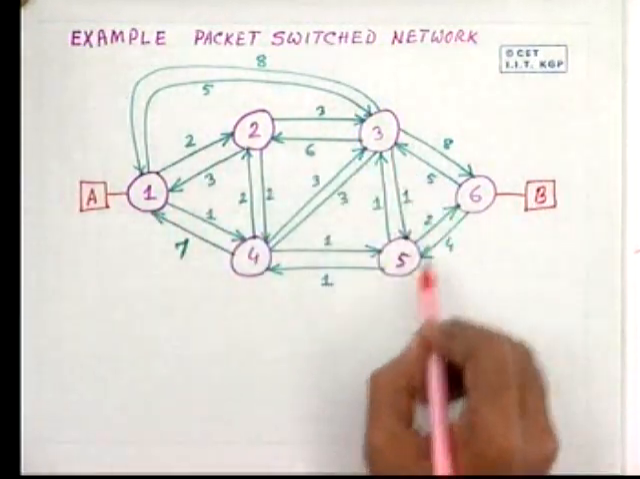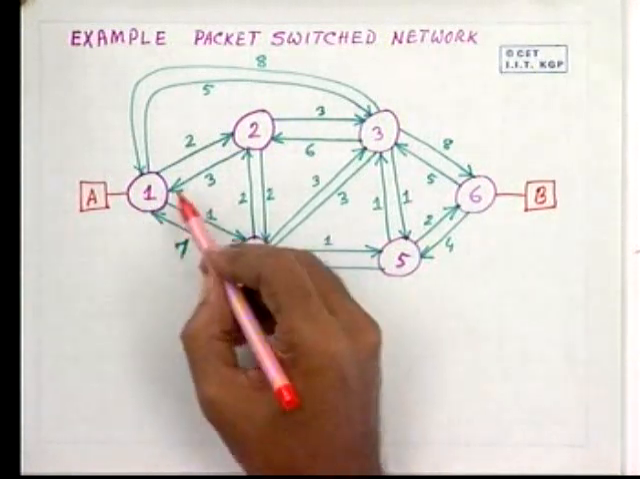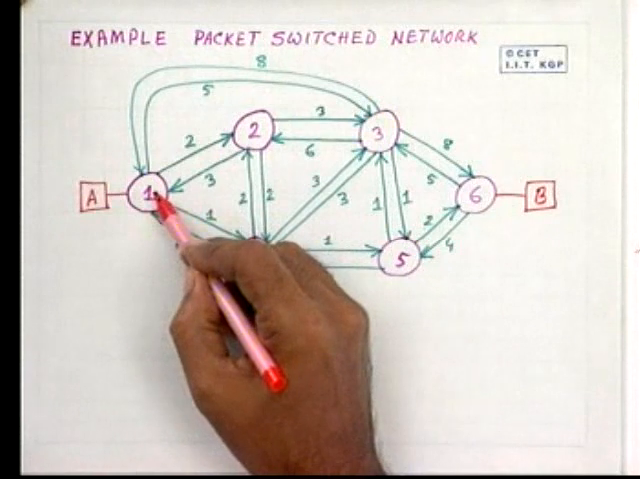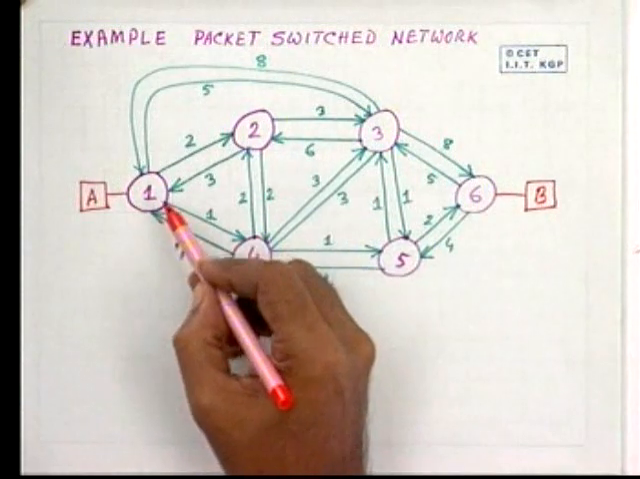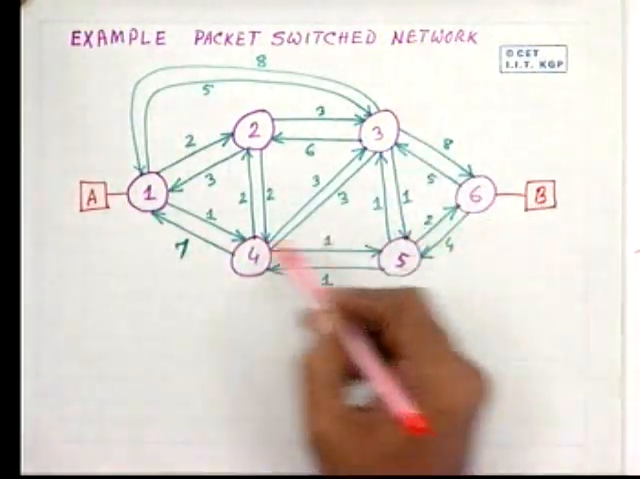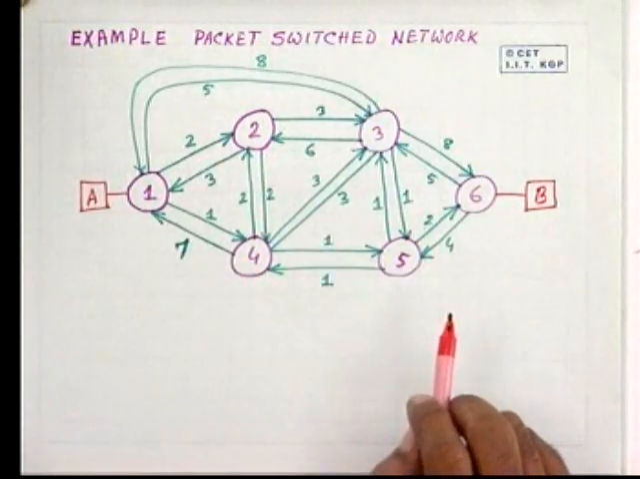Now, if you look at this simple packet switch network, you will find that there exist multiple paths. For example, it can go through this route 1, 2, 3, 6, and then B, or it can go through 1, 4, 3, 6, or it can go through 1, 2, 4, 5, 6, and so on. So there exist multiple paths. Question is, which path is optimum? Which path gives you least cost? Which path is economical? That has to be decided by routing.